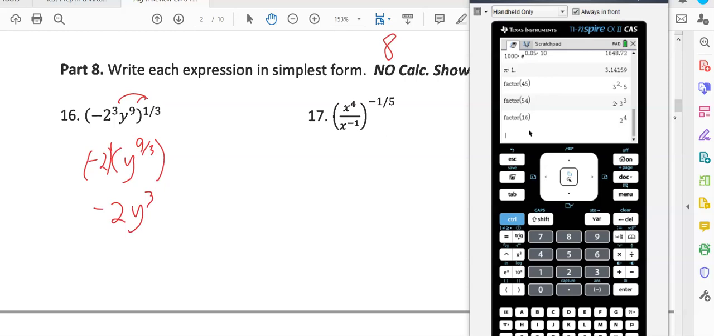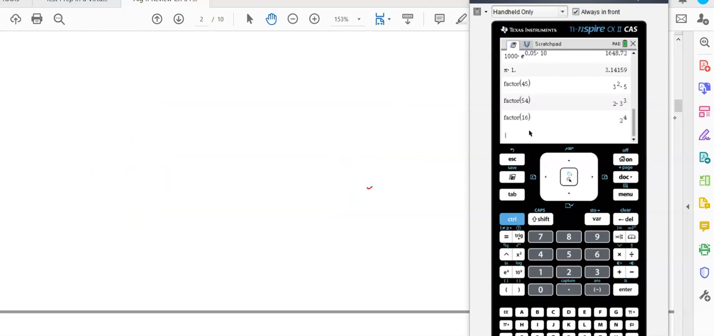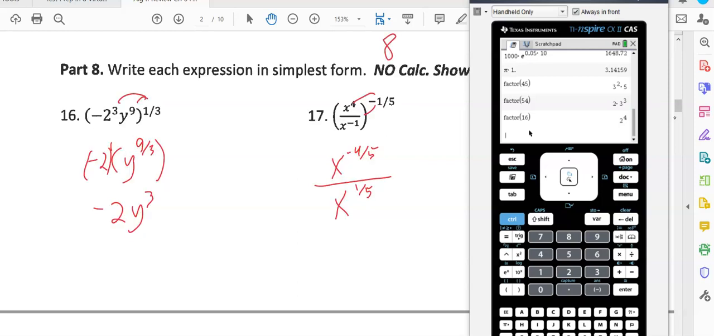And this one, okay, so that's going to both exponents there. So this would be x to the negative 4/5 over x to the positive 1/5. And so remember, that's subtraction. So x to the negative 4/5 minus 1/5 is really x to the negative 1, or negative 5/5, which is 1 over x. I think that is your final answer there.